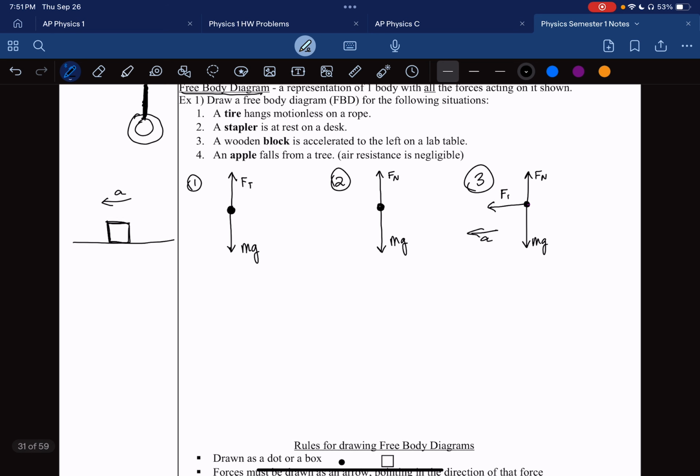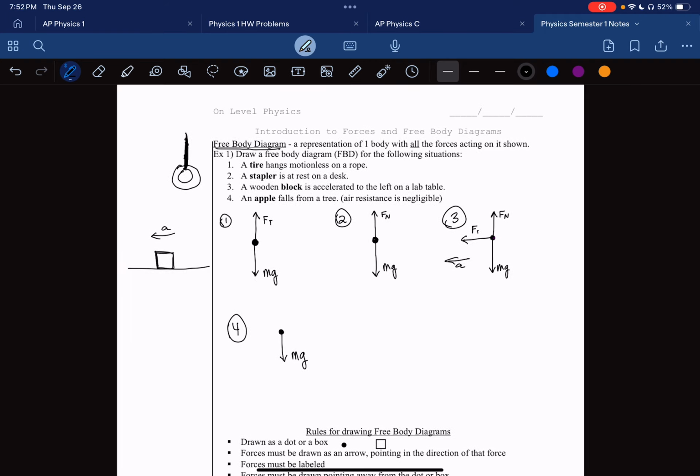Okay, number four, an apple falls from a tree. There's no air resistance. So an apple is in free fall. There's only one force acting on the apple, which is the force of gravity. That's it. So that's kind of like a small introduction to free body diagrams and forces.